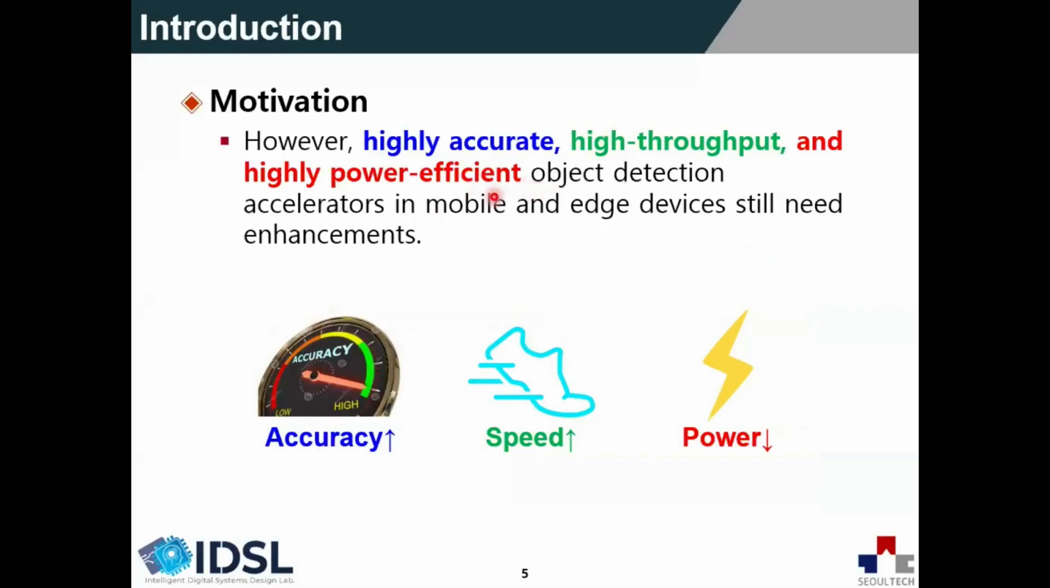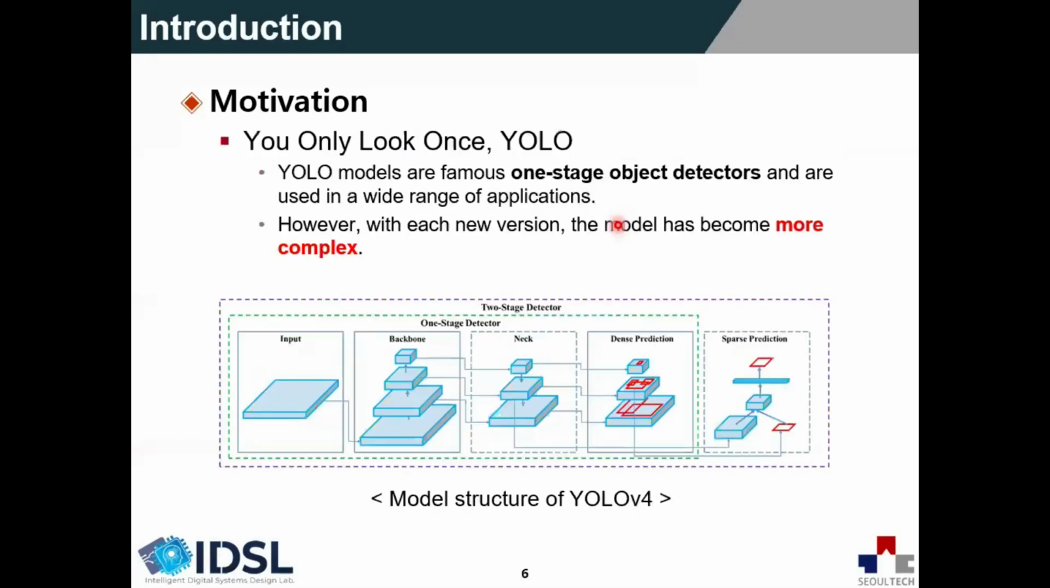However, highly accurate, high throughput, and highly power efficient object detection accelerators in mobile and edge devices still need enhancements, because there are a lot of constraints, and in reality, the GPU consumes a lot of power, and so we need to develop for mobile and edge devices.